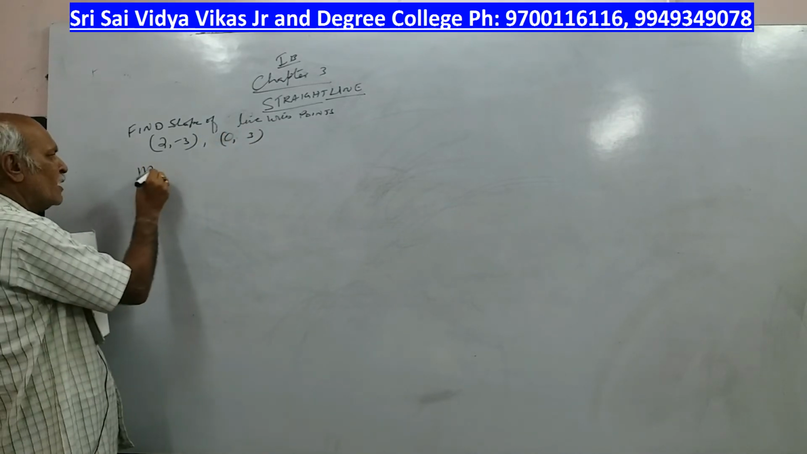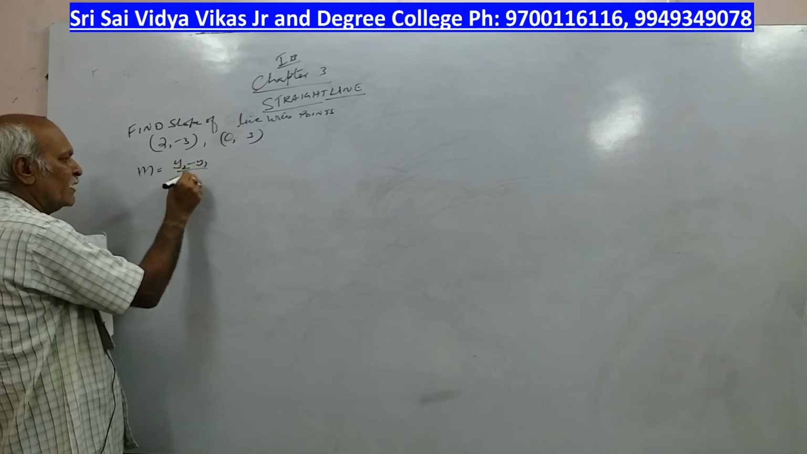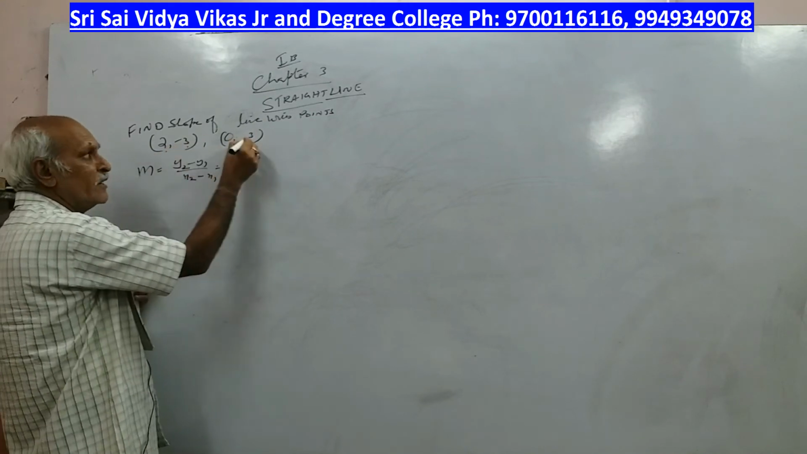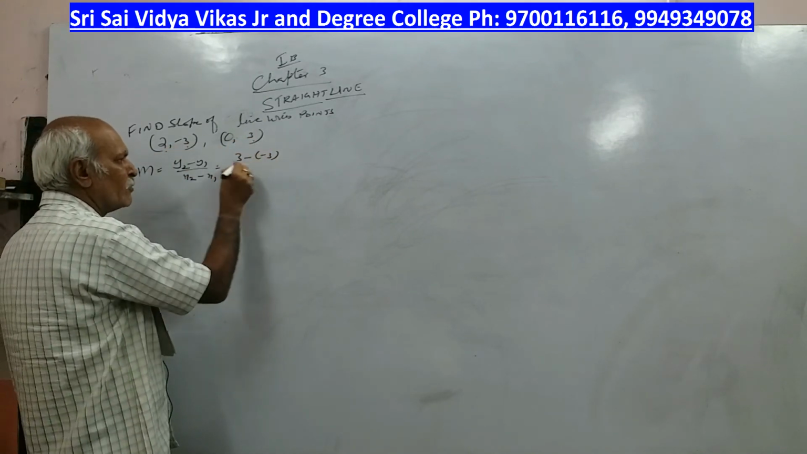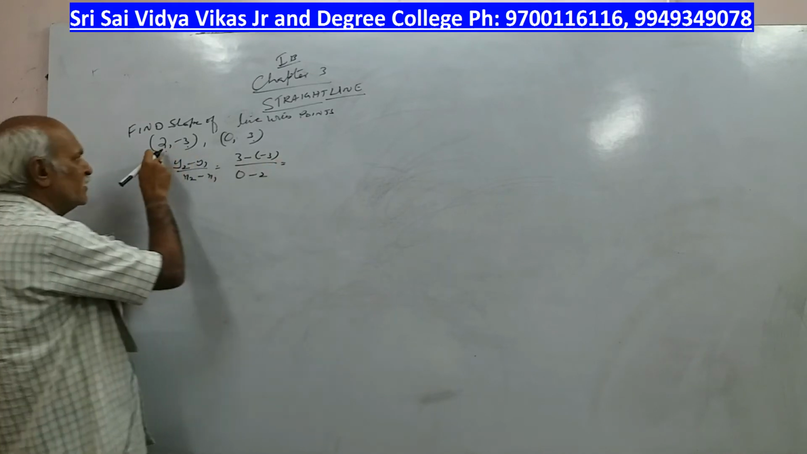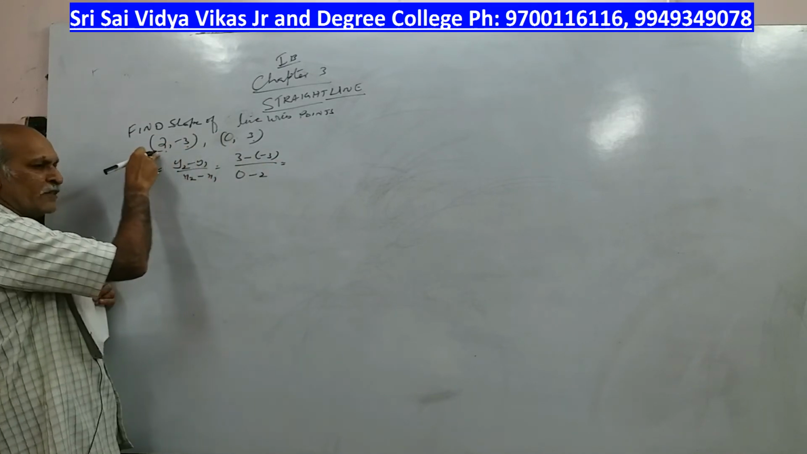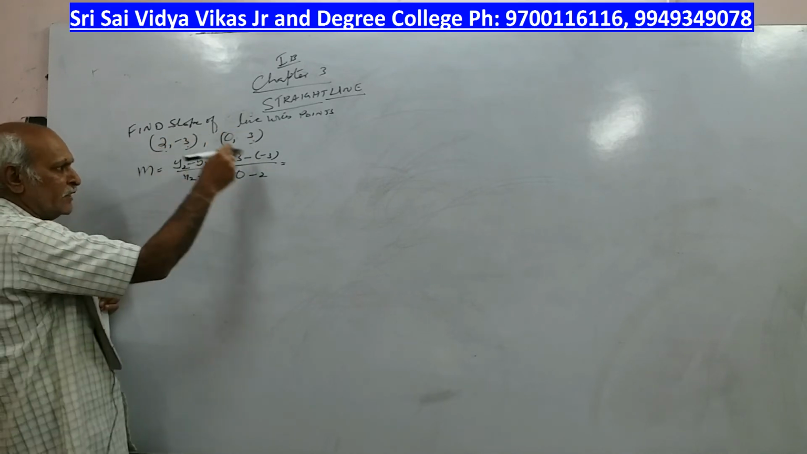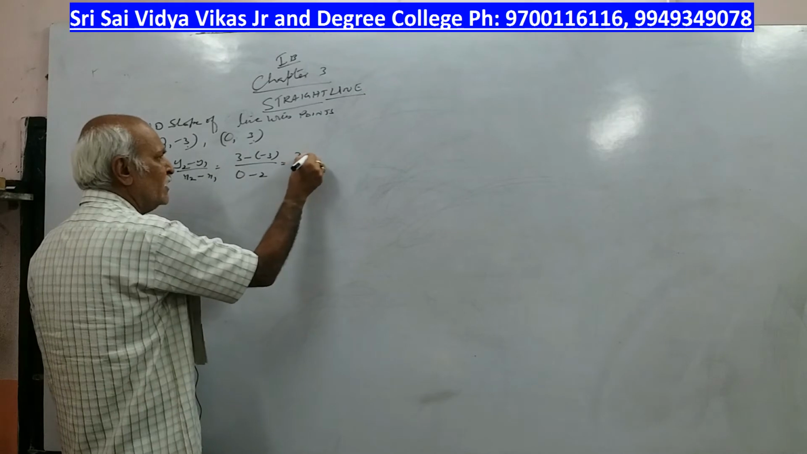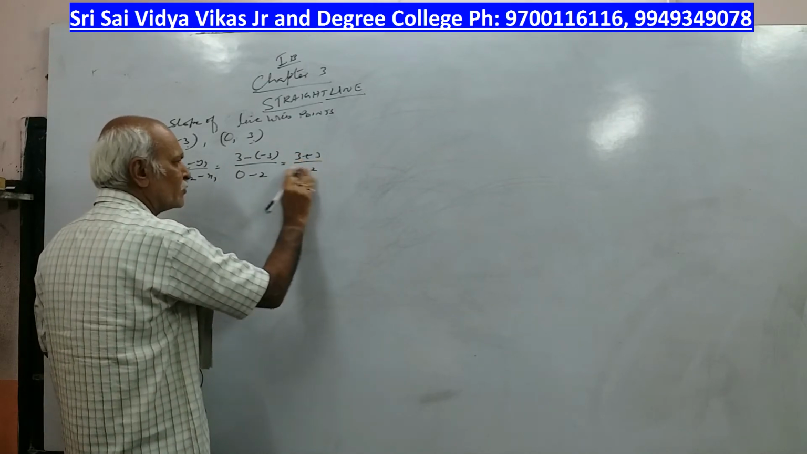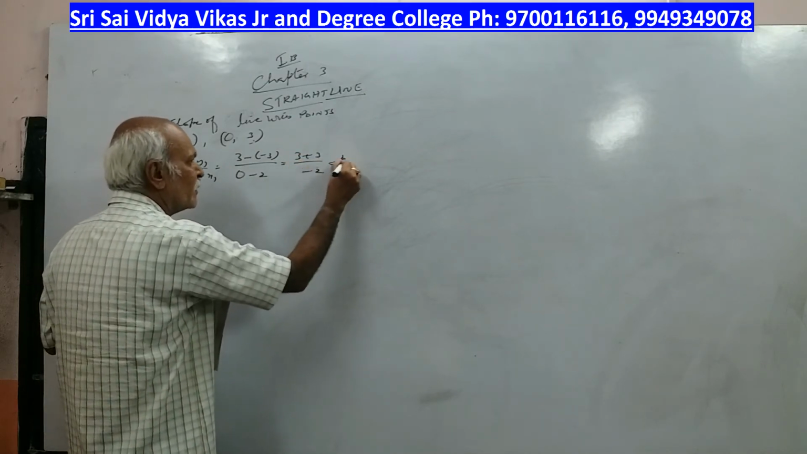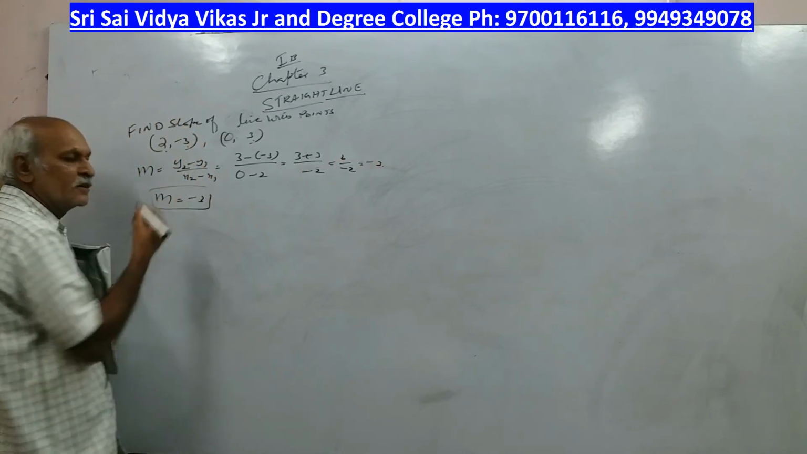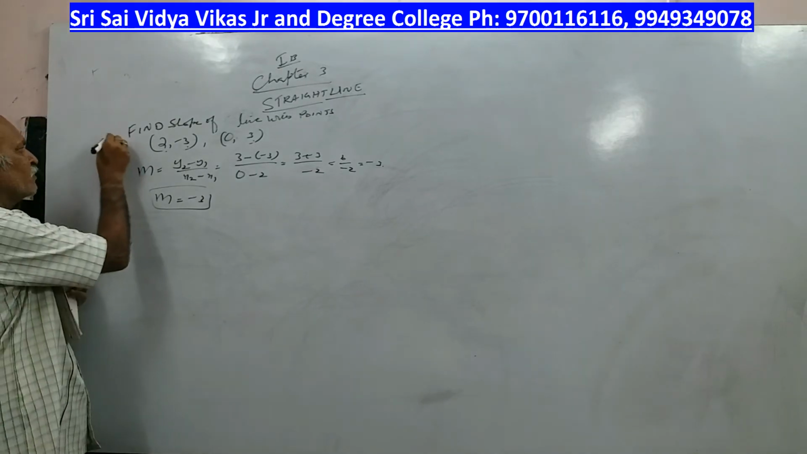So what is the slope formula? y2 minus y1 by x2 minus x1. This is x1 y1, this is x2 y2. So y2 minus y1, 3 minus of minus 3, divided by 0 minus 2. So 3 plus 3 by 0 minus 2 is minus 2. That is 6 by minus 2, minus 3. What is the slope? m is equal to minus 3. Right? Simple method. Next.